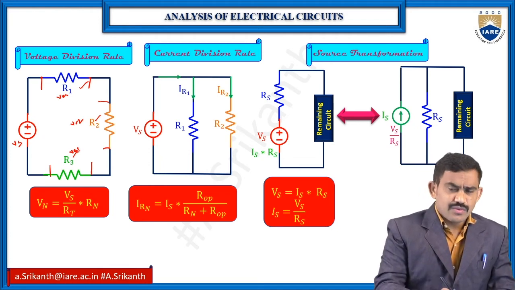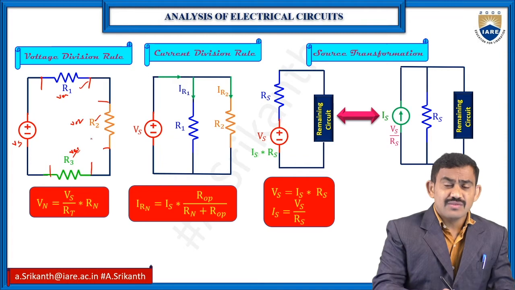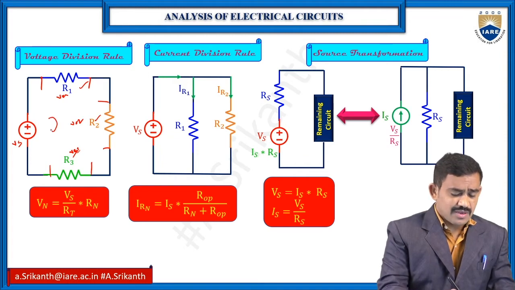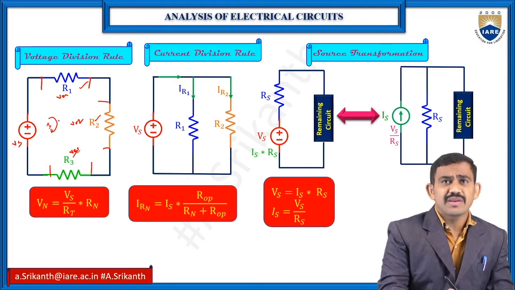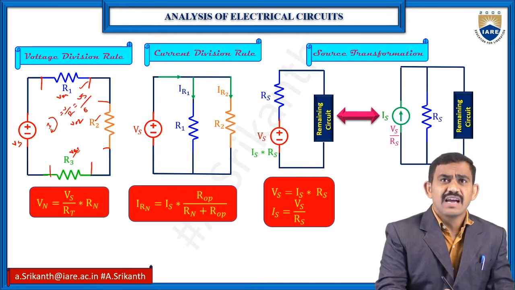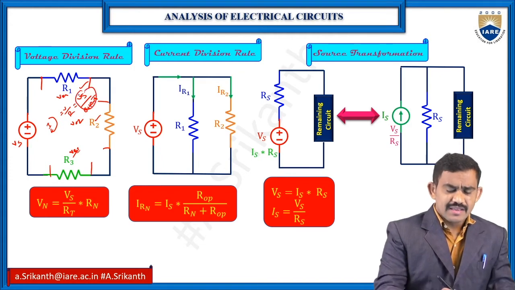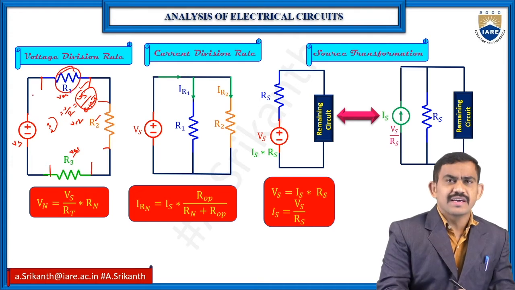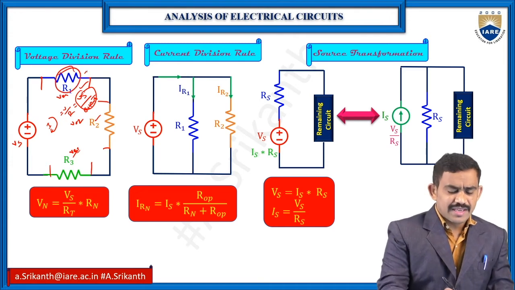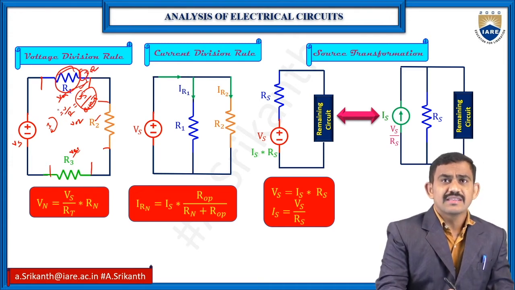These are connected in one loop, so we have some current I. What is the I formula here? Voltage by resistance. The voltage is the source voltage. The resistance is R1 plus R2 plus R3, since the three are in series. This is your I. Suppose I want to find the voltage drop across R1. That voltage drop is nothing but I into R1. What is I here? That is Vs by R1 plus R2 plus R3, into your R1.